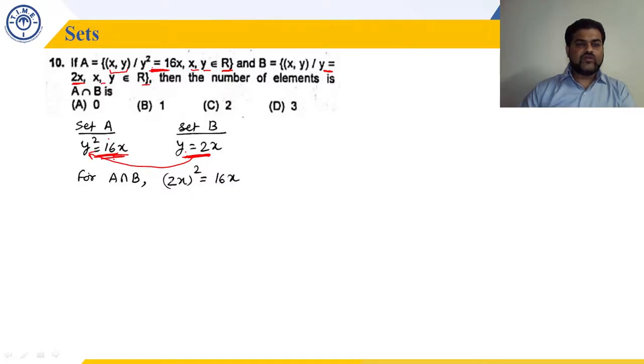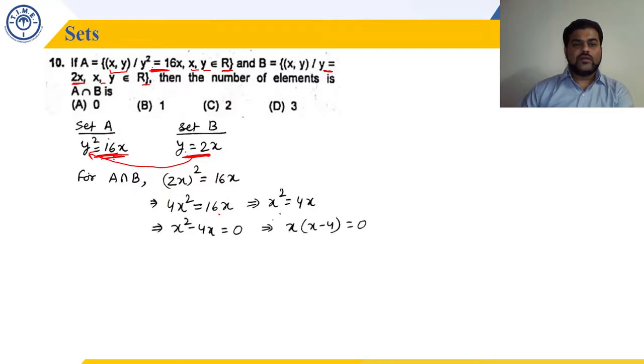So what do I get? (2x) whole square is equal to 16x. Next we get 4x square is equal to 16x, which is x square is equal to 4x. Now take this 4x to the left hand side, and then take x as common. So we get x into (x minus 4) is 0, which means x is either 0 or 4, right? Now if x is 0, I'll put the values here and get the value of y. So if x is 0, y will also be 0.